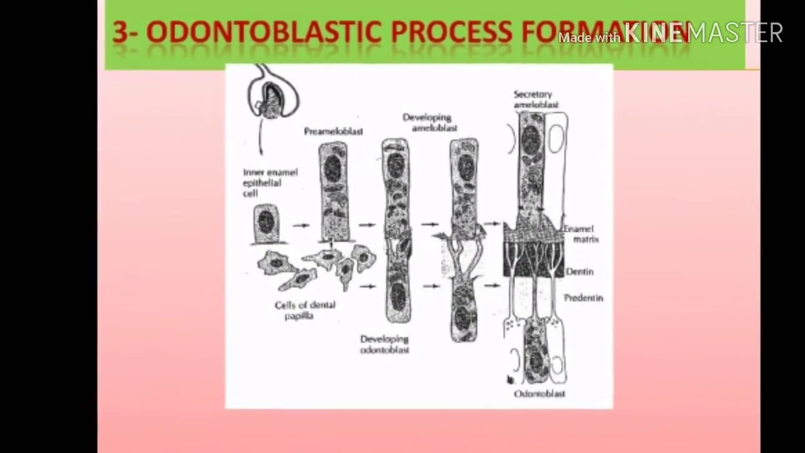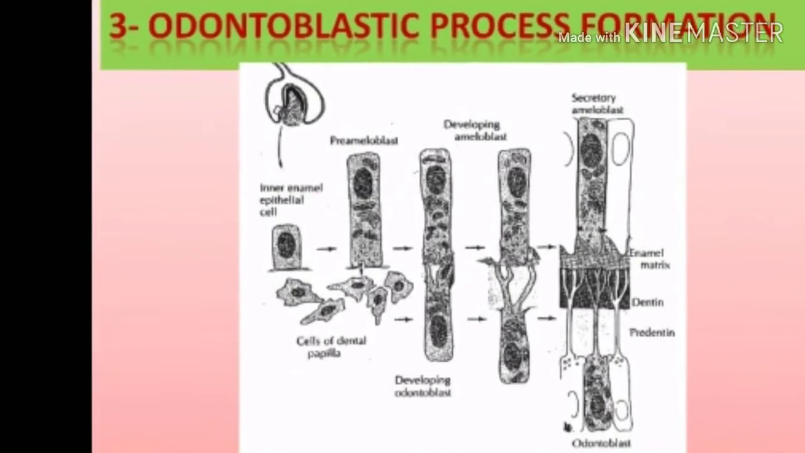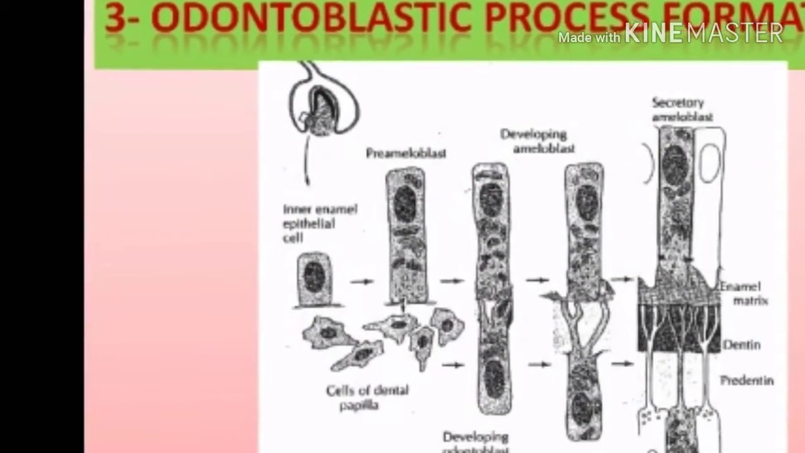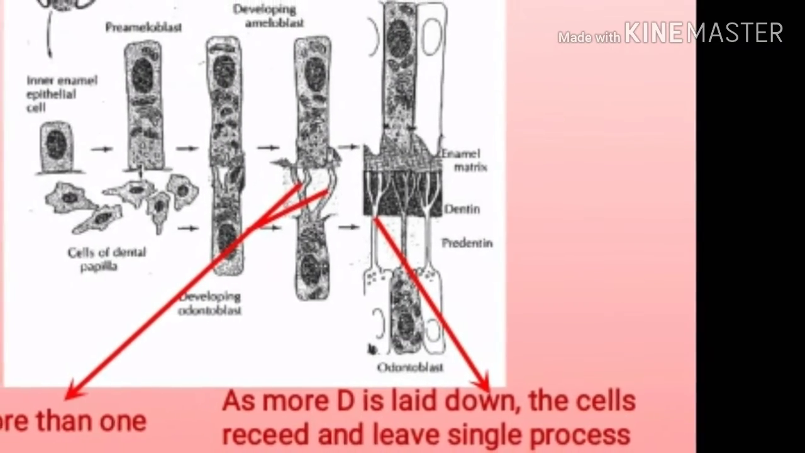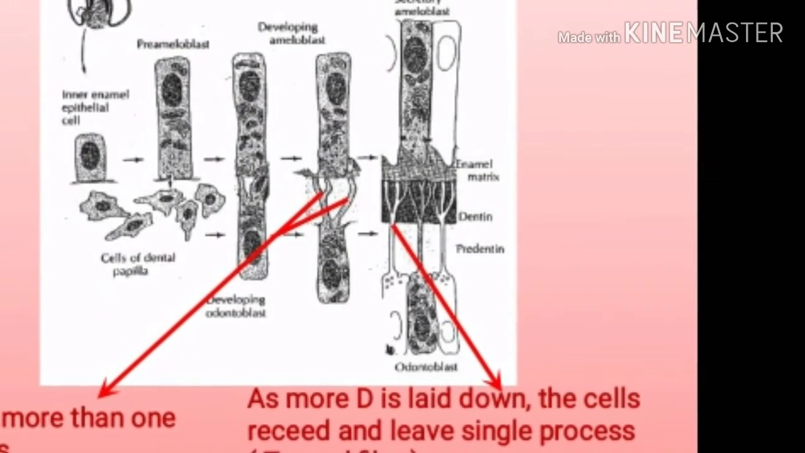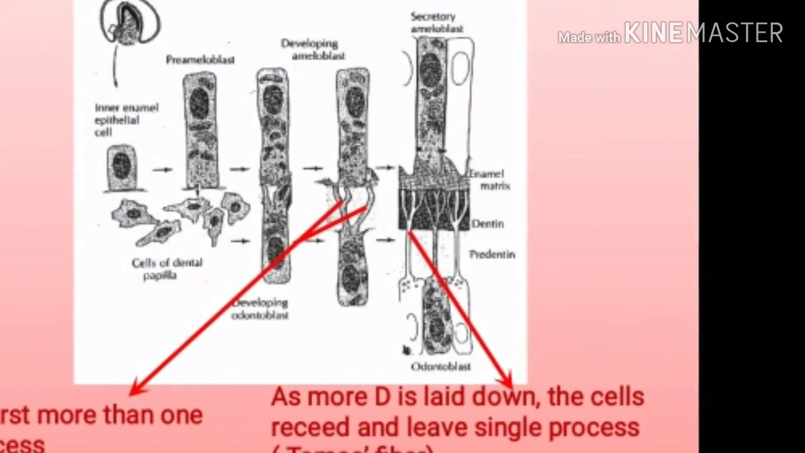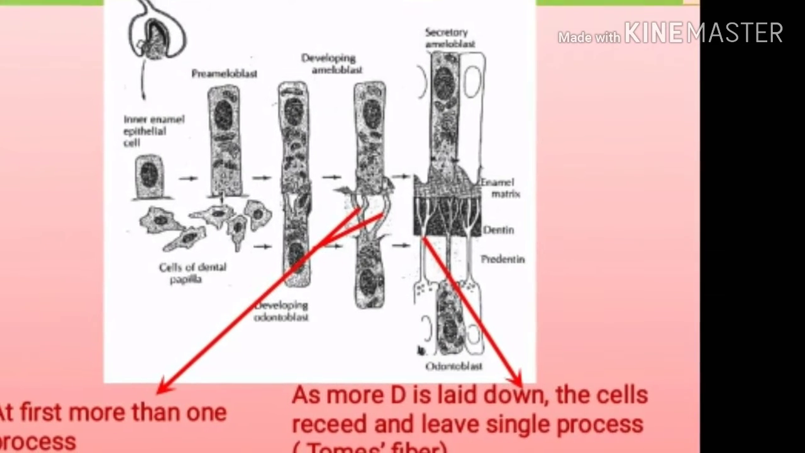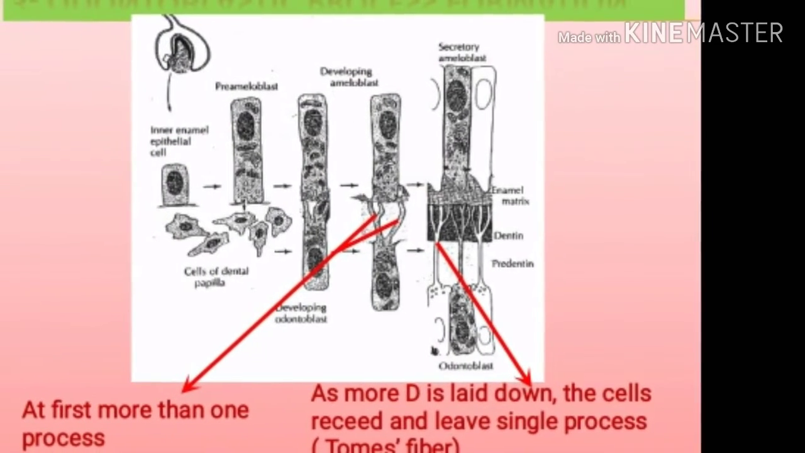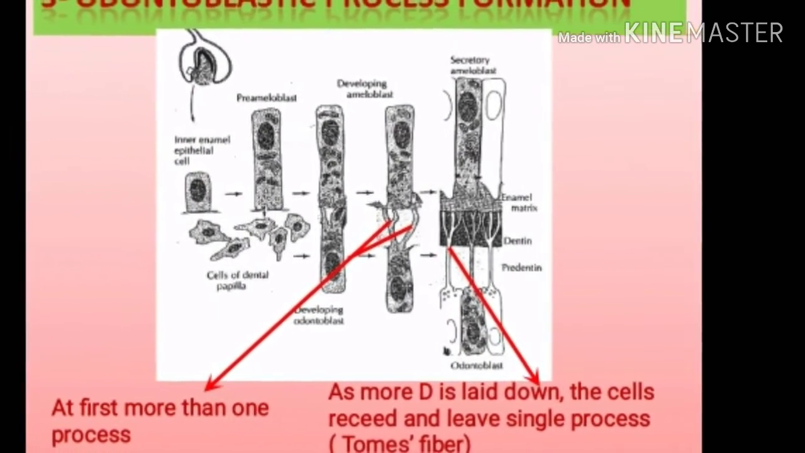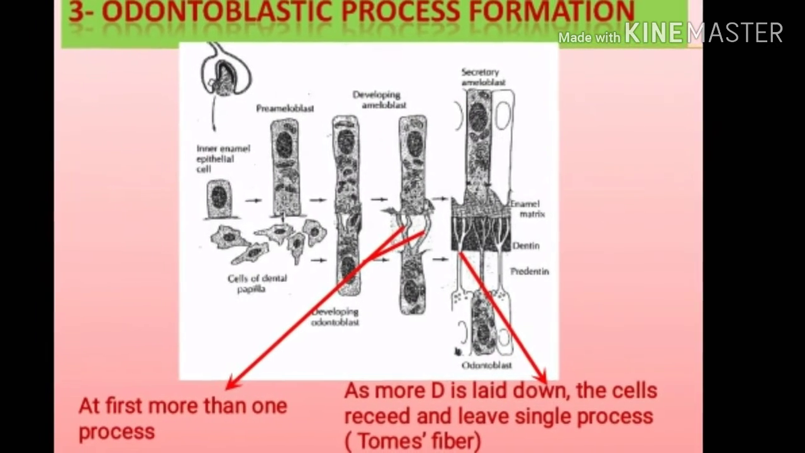Odontoblastic process formation. The development is explained in two parts. In the upper part of the figure, the inner enamel epithelial cell is shown, which develops into the pre-ameloblast, then the developing ameloblast, and finally the secretory ameloblast is shown. Cells of the dental papilla develop into the developing odontoblast and then into the odontoblast.